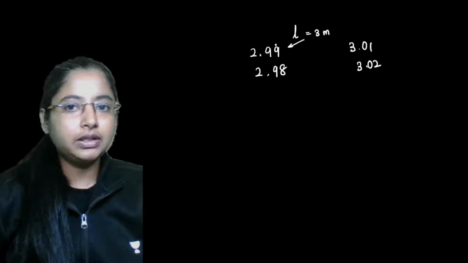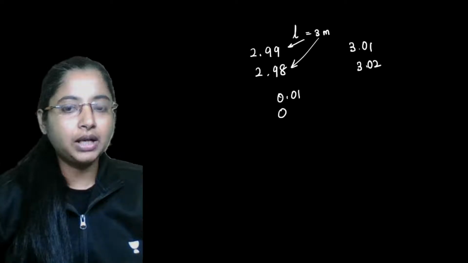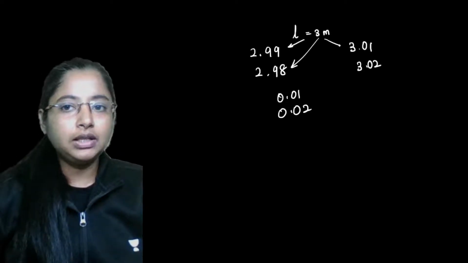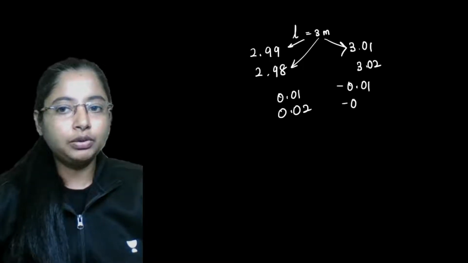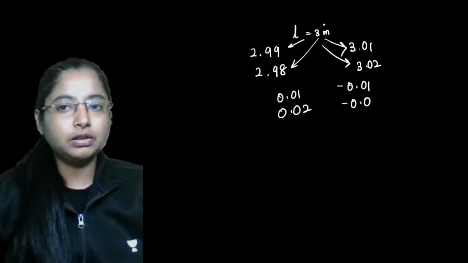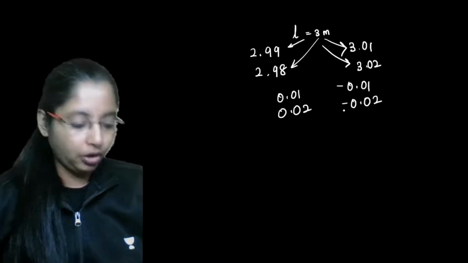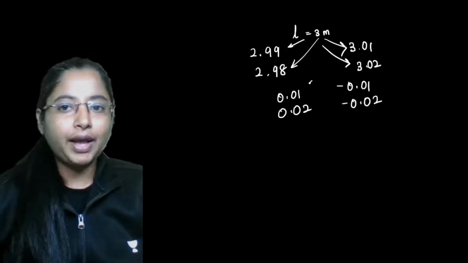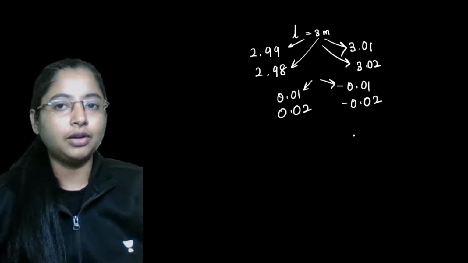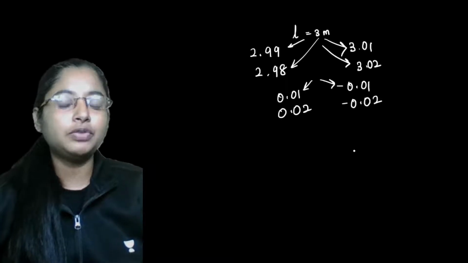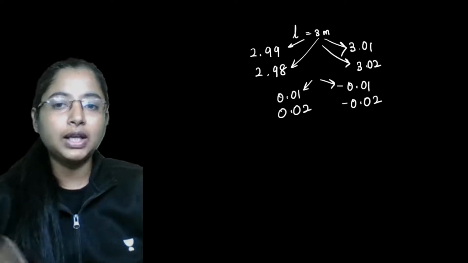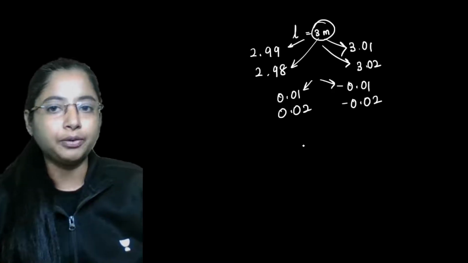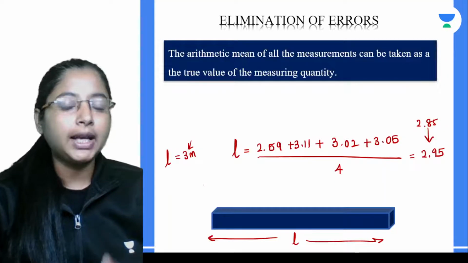Now 3 minus 2.99 ends up giving you 0.01. If you subtract the next value, 0.02. Now if you subtract the other values, 3 minus 3.01 will end up giving you minus 0.01. And 3 minus 3.02, you're going to end up getting a negative value. So for every positive value, there seems to be a negative value. So the more readings you take, there is a possibility of the positives and the negatives canceling out each other, and we might end up getting the true value. So this is one method in which we can eliminate random errors.